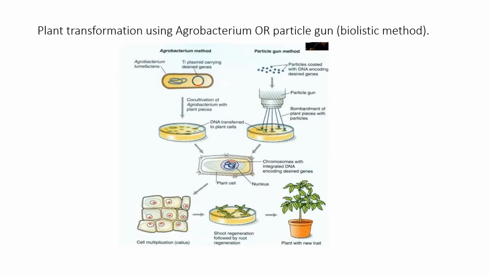Okay, after that, the procedure is really pretty similar. You need to select for the cells which have acquired the plasmid or molecule of interest, grow them in culture, and then regenerate the plant from those cultured cells. And so this can be a long, drawn out, and fairly difficult process, but that is still in use.